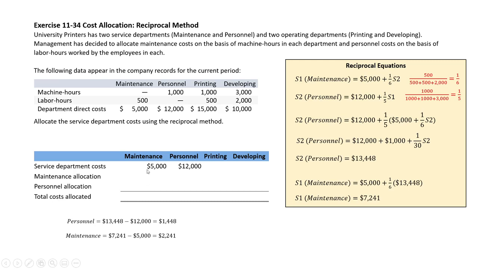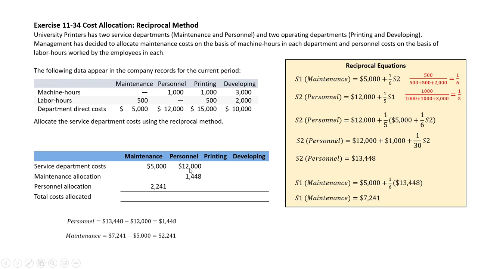If the total maintenance cost is $7,241 and its direct cost is $5,000, then we must have allocated $2,241 from personnel to maintenance. So I'm just acknowledging that here. And again, if you total this up, you can see then that the direct cost of maintenance is $5,000, the allocation from personnel is $2,241, and that totals up to our total maintenance service cost of $7,241.